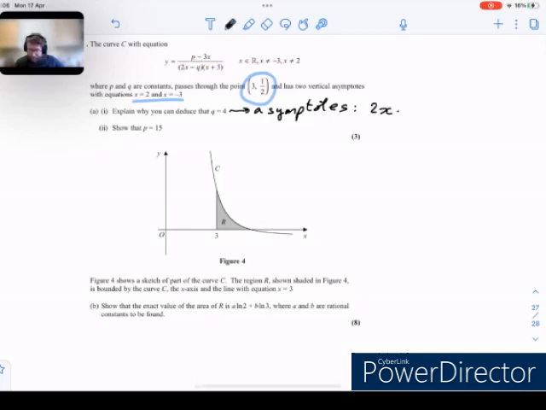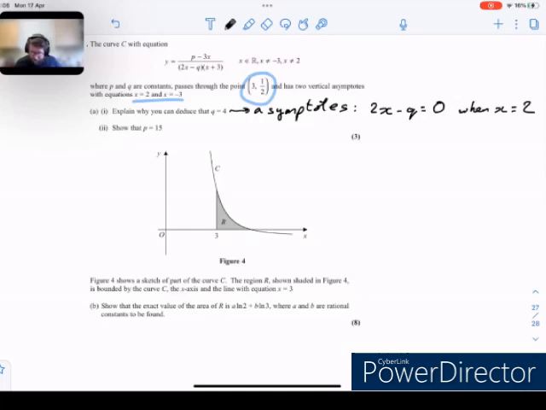So 2x minus q equals 0 when x equals 2. So that means q is 4. Okay. Show that p is 15.